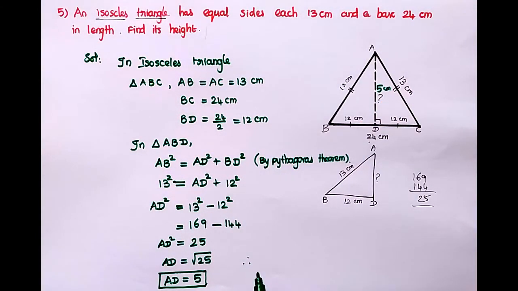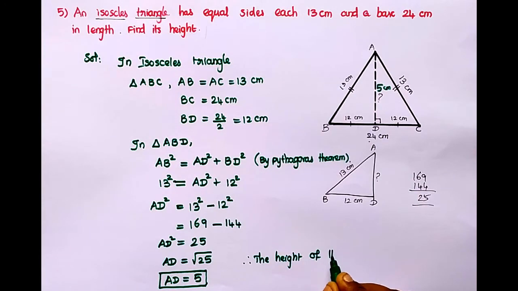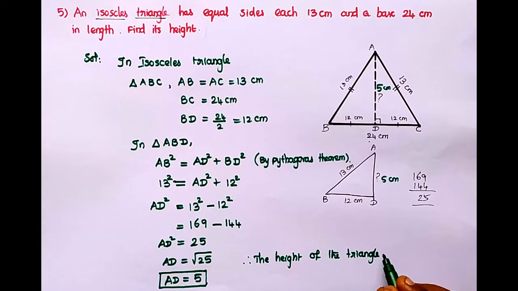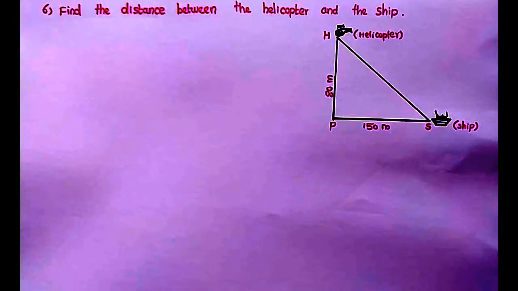Therefore, the height of the triangle, that means AD, here write 5 centimeter. So it is 5 centimeter. That is the answer. Sixth sum.